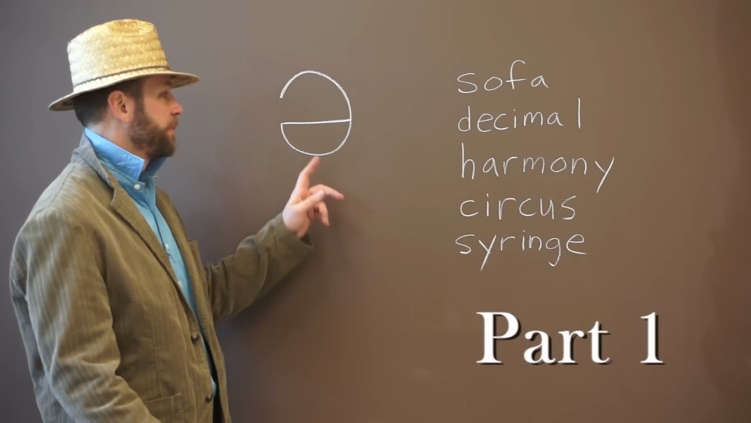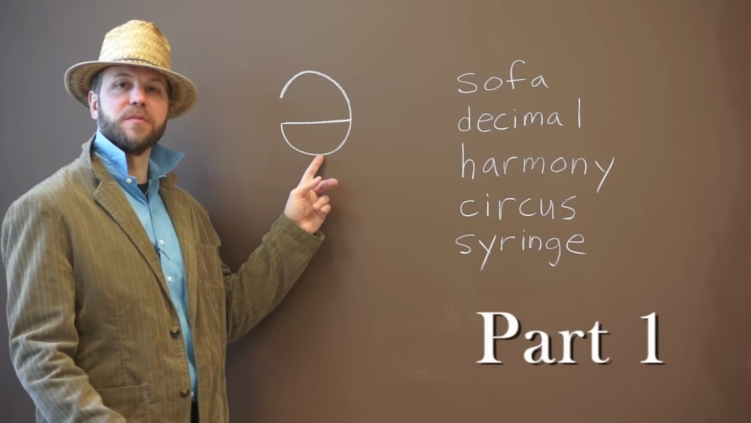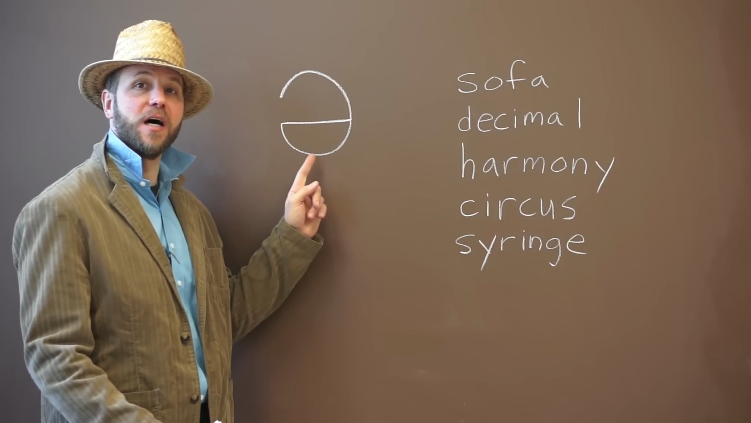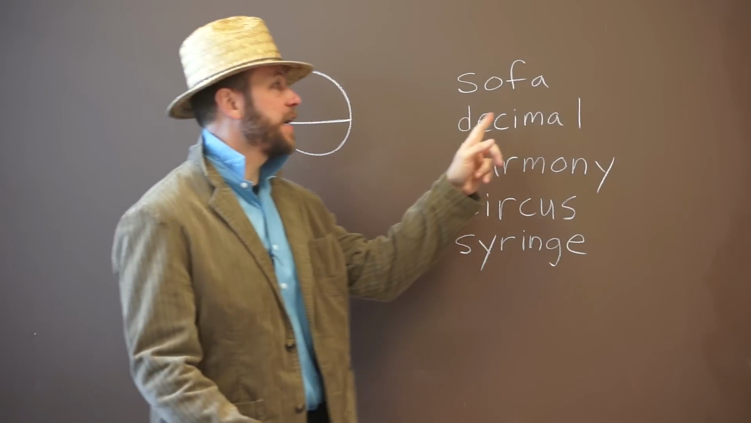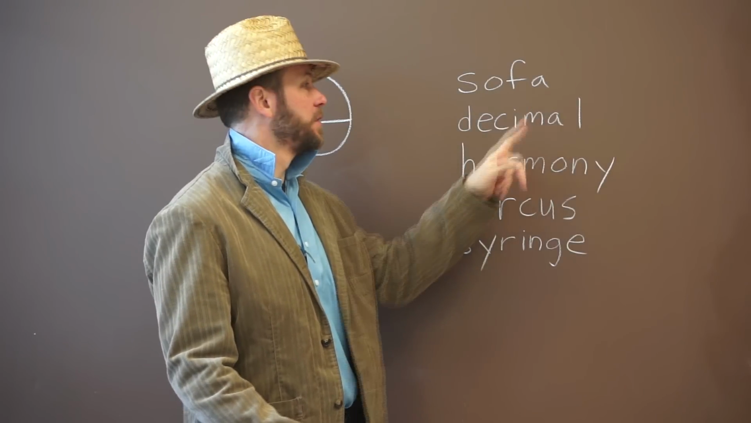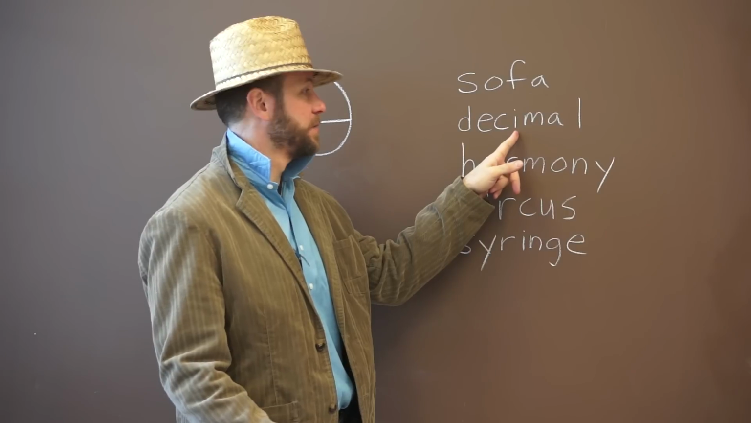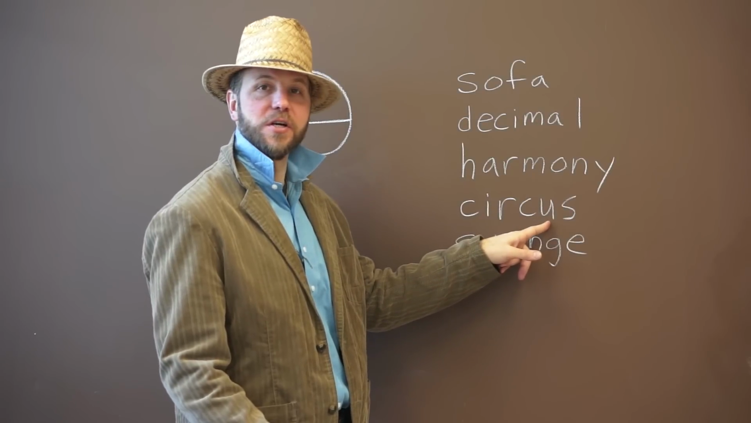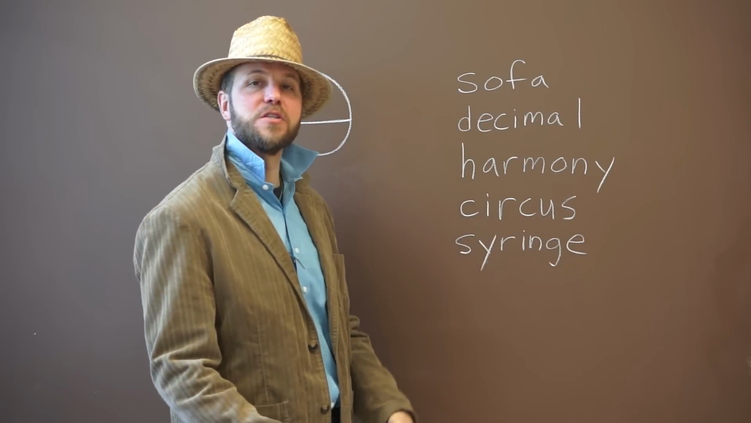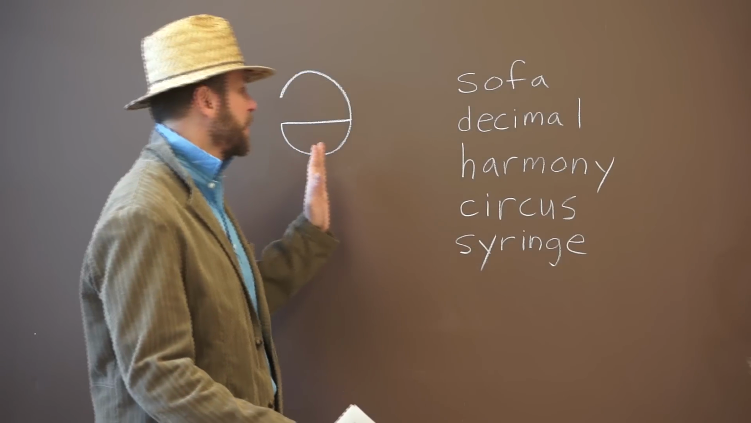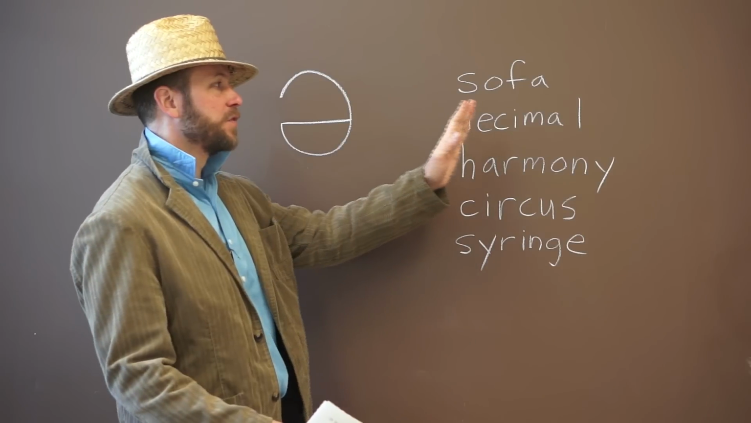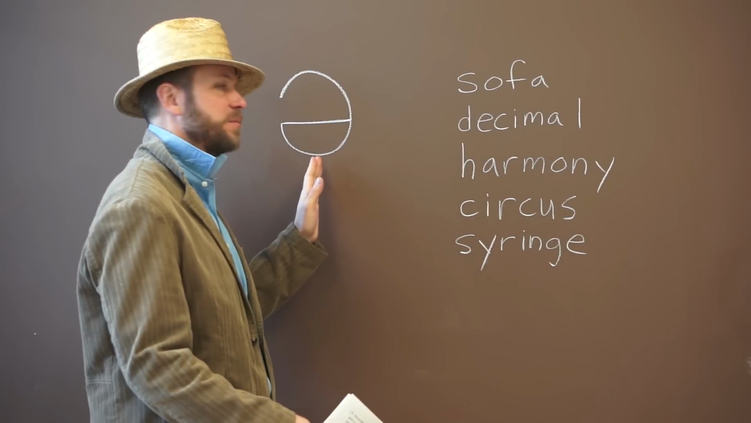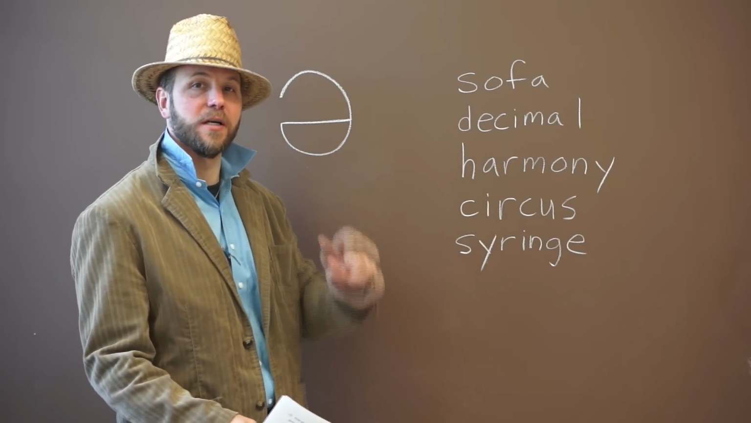This is the Schwa. It's an international phonetic symbol that represents one phonetic sound, and the sound it represents is... It's like the A in sofa, or the I in decimal. O, harmony. U, circus. Y, syringe. But we will not be using the symbol for spelling reform and to change the spelling of these words, but we'll be using the symbol as an agglutinator to create new words.